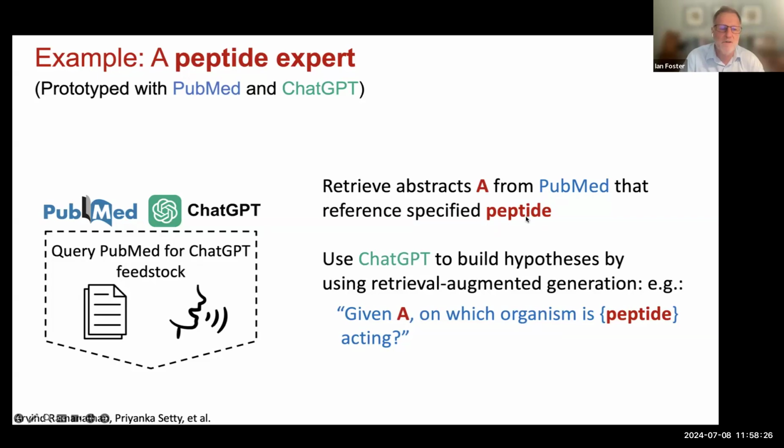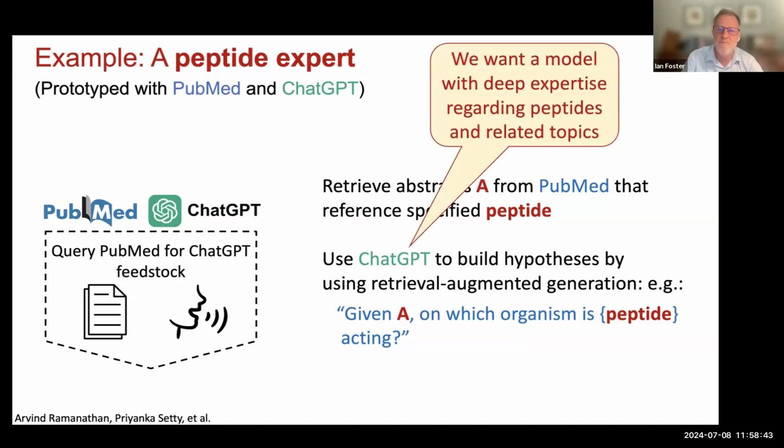And in this case, we might retrieve these documents from PubMed simply by saying, find abstracts from PubMed that reference the peptide in question. So it's a very simple form of agent, but you could, I think, see how that could be then linked into more complex workflows, maybe one that's going to run through and test a whole series of peptides or generate new peptides based on feedback from previous ones.